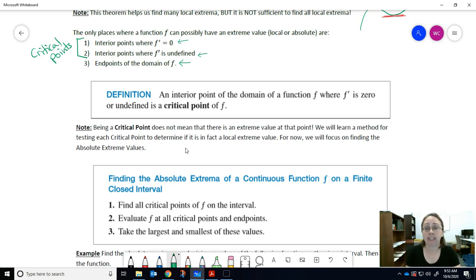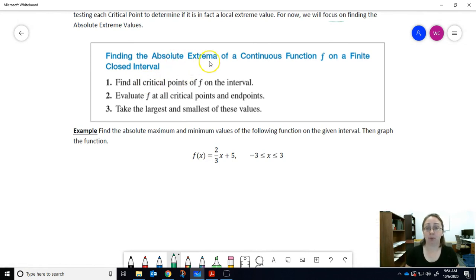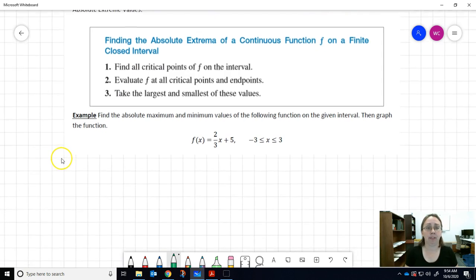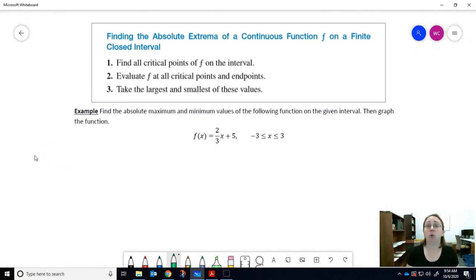We're going to look at a method for testing each of the critical points to determine if it is in fact a local extreme value. So find all your critical points, and then you're going to test them to discover if they are extreme values or not. For now, we're going to focus on finding the absolute extreme values. All right, so finding absolute extreme values, or absolute extrema, of a continuous function f on a finite closed interval. So this is our topic for this video. Another video will focus on the local extrema, but they're found in a similar way, partially.